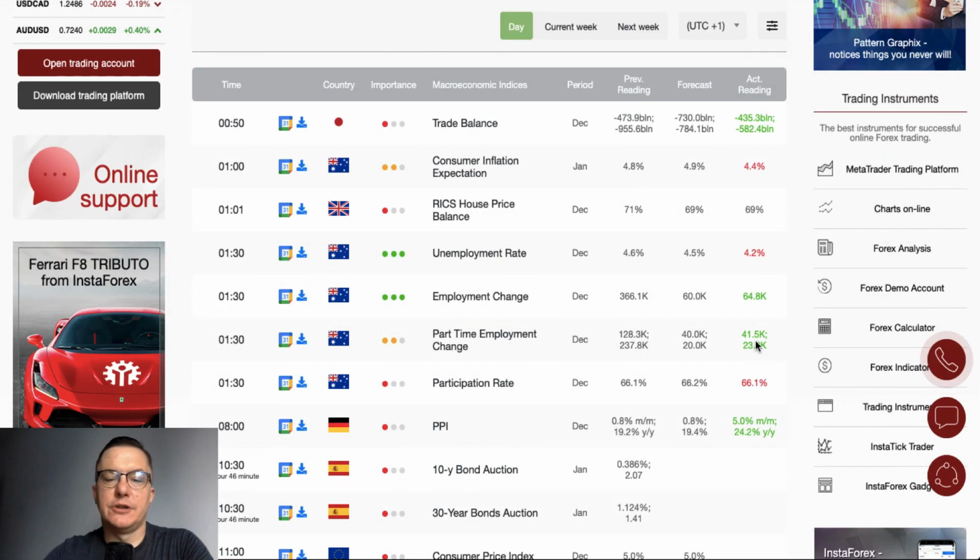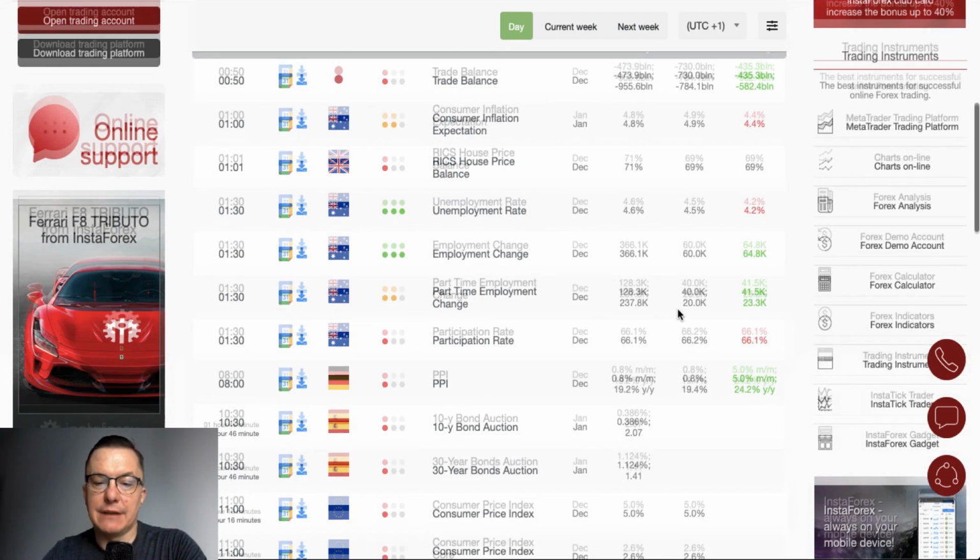Data from Australia dominated the overnight trading session. The unemployment rate is decreasing in Australia from the level of 4.6% to 4.2%. Together with that, the employment change is going down from 366,000 to 64,000, which is just slightly above the forecast of 60,000.